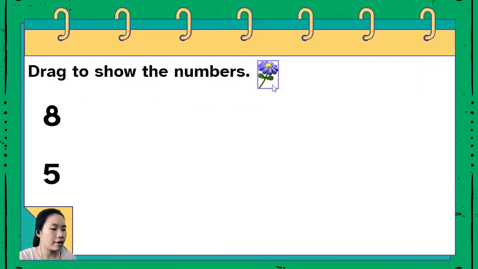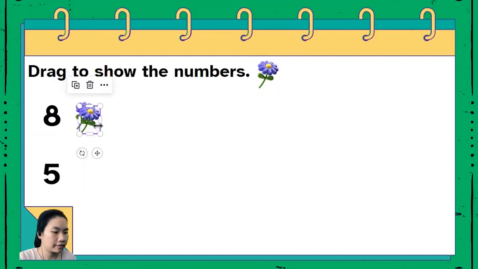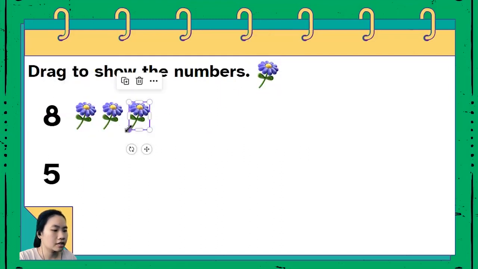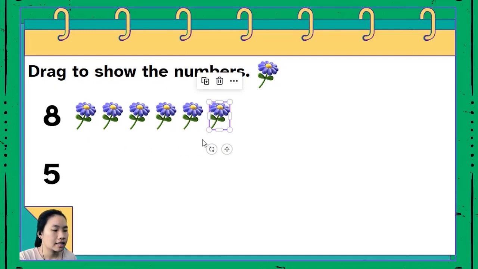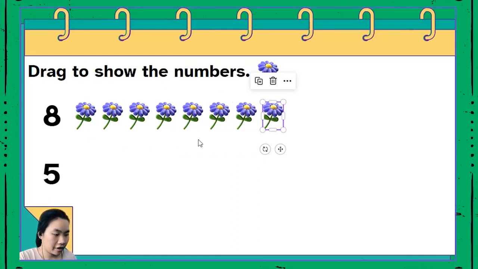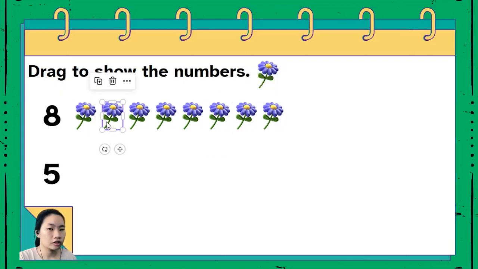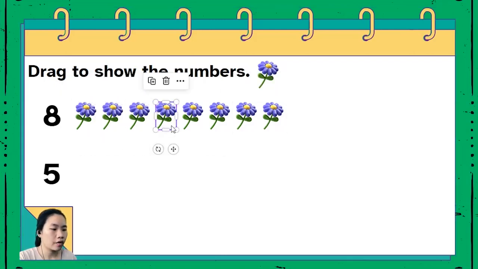We have a little flower. What number is this? It is 8. 1 flower, 2 flowers, 3 flowers, 4 flowers, 5 flowers, 6 flowers, 7 flowers, 8 flowers.